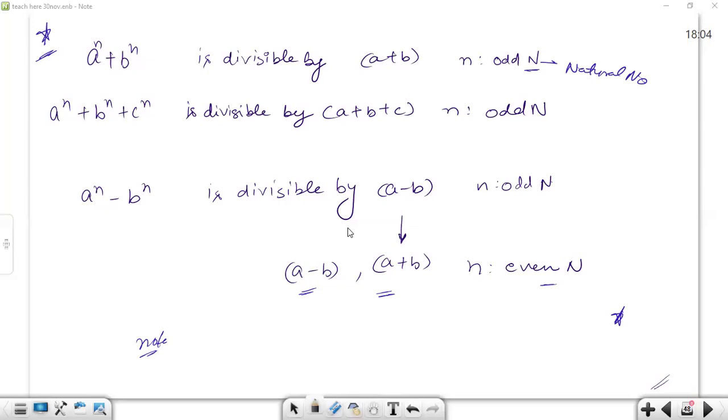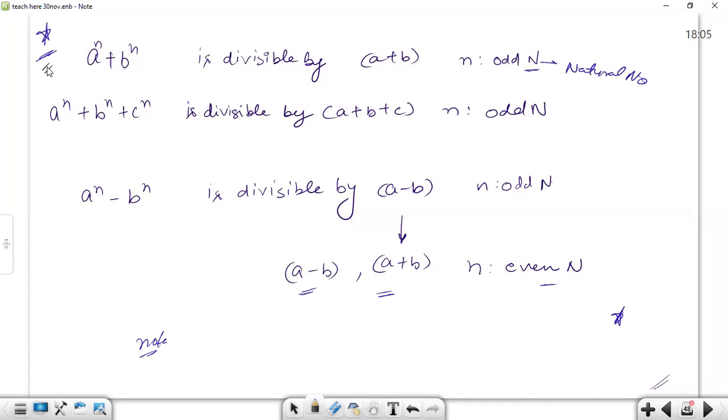So we were discussing this concept in the earlier class. A raised to power n plus b raised to power n is divisible by a plus b when n is an odd natural number. And a raised to power n minus b raised to power n is divisible by a minus b when n is any natural number. And if n is an even natural number, then it will be divisible by a minus b, of course, and also a plus b.